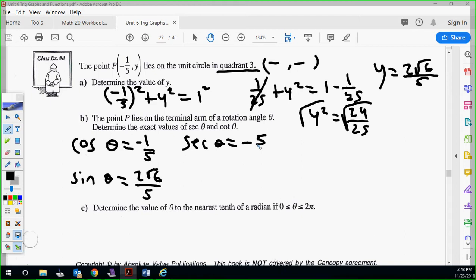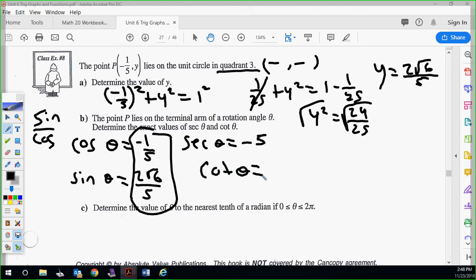Now, cotangent theta is kind of separate here, because tangent is sine over cos. I have written cos over sine, so it's flipped. So it's these two right here over top of each other. Okay, so cotangent will be negative 1/5 over, sorry, these are negatives here. I had to put that on there. Those are negatives, because we're in quadrant 3. So cotangent is negative 1/5 over negative 2 root 6 over 5.